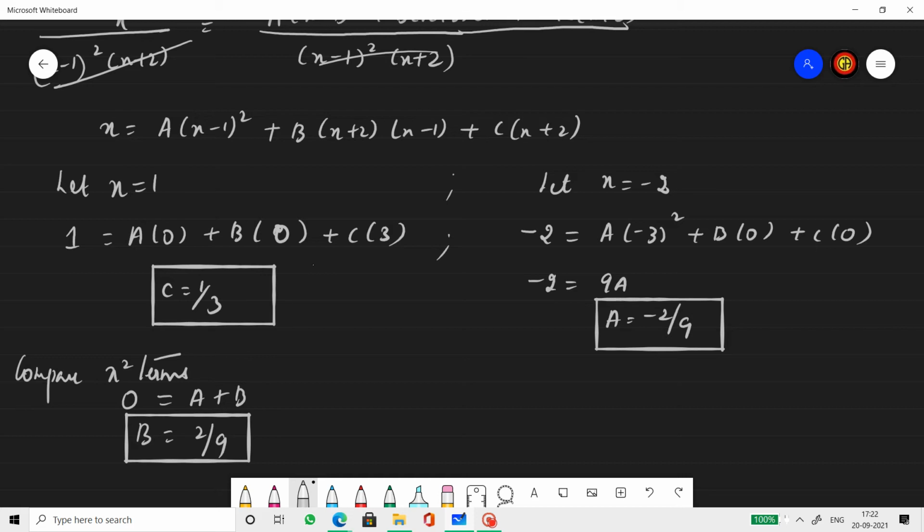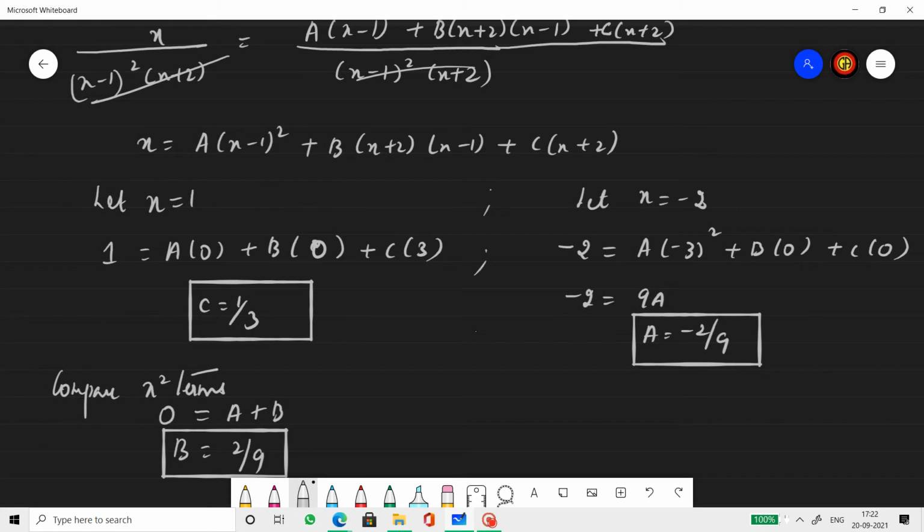So out of the 3 constants A, B and C, we found the values of A and C. Now we need to find B. Well, do not take arbitrary values. Compare the coefficients now. The highest degree that can come on the right side is x square when you expand it, whereas on the left side it is just x power 1. So there is no x square term here.